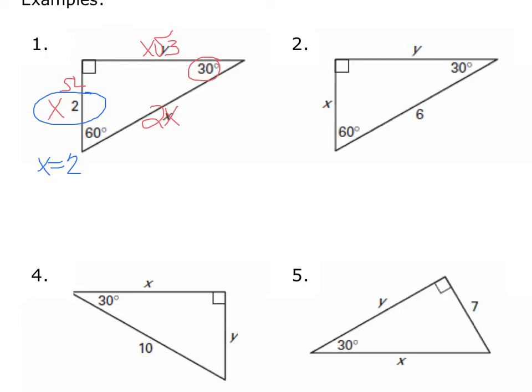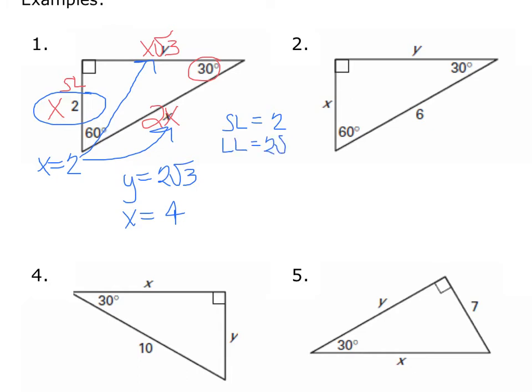So wherever in the pattern there's an x, you're going to replace it with a 2. So here, y up here is just 2 times the square root of 3, and the hypotenuse is 2 times 2, which is 4. So let me show you how this looks. The short leg is 2, the long leg is 2 square roots of 3, and the hypotenuse is 4. So you can see the pattern here. This is x times the square root of 3, and this is 2x.